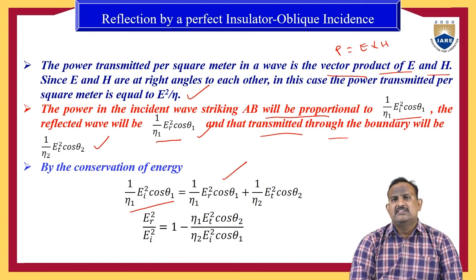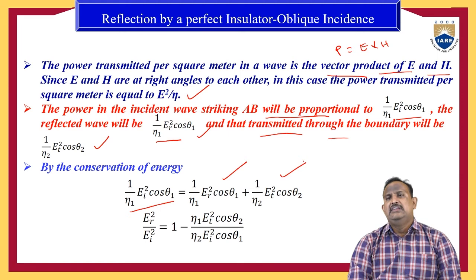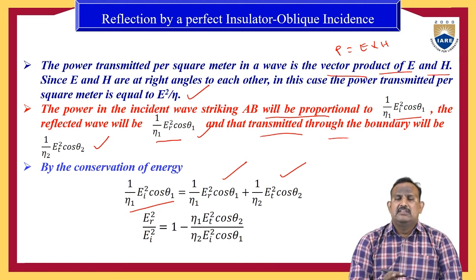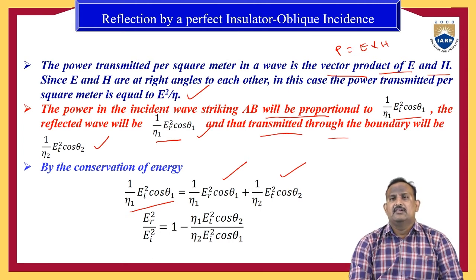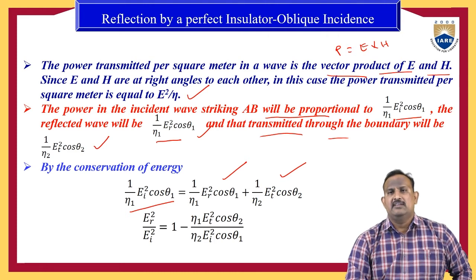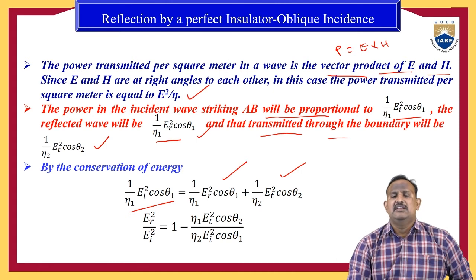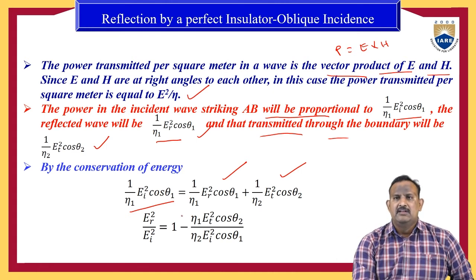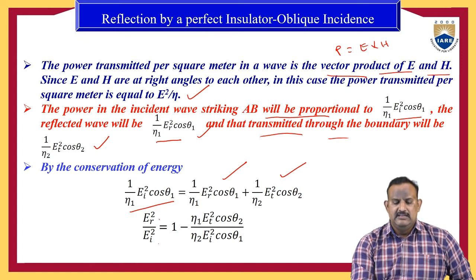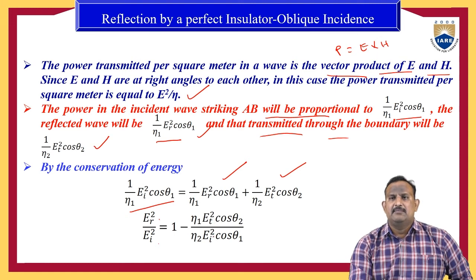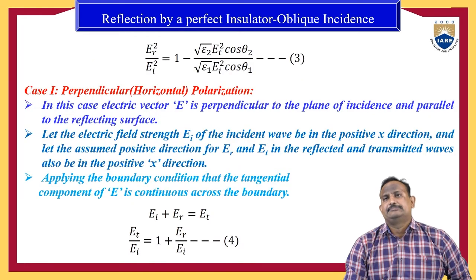The reflected power is 1 by eta 1 into ER square cos theta 1, and the transmitted power is 1 by eta 2 into ET square into cos theta 2. Therefore, we can divide the equation on both sides by EI square cos theta 1 by eta 1. Then the equation becomes ER square by EI square equal to 1 minus eta 1 by eta 2 into ET square by EI square into cos theta 2 by cos theta 1.